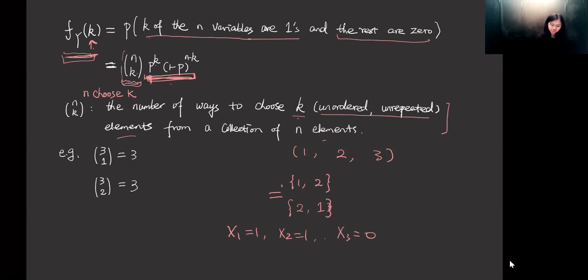So choosing 1 and 2 from this 1 to 3 corresponds to the event that x1 equals 1, x2 equals 1, and x3 equals 0. And choosing 2 and 1 from this collection and making them successes also corresponds to the same thing, because that also makes x2 be 1 and x1 also be 1. And the one that is not chosen is 0. So these two are exactly the same. So n choose k is the number of ways to choose k unordered and non-repeated elements from a collection of n elements.